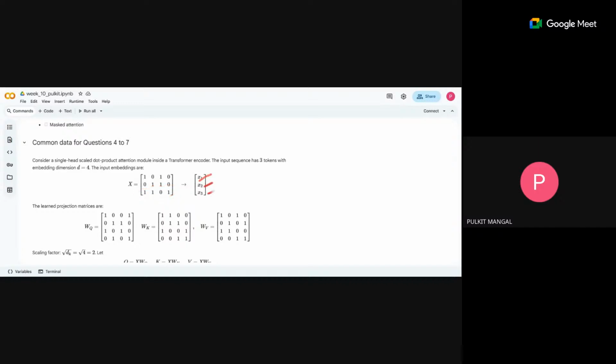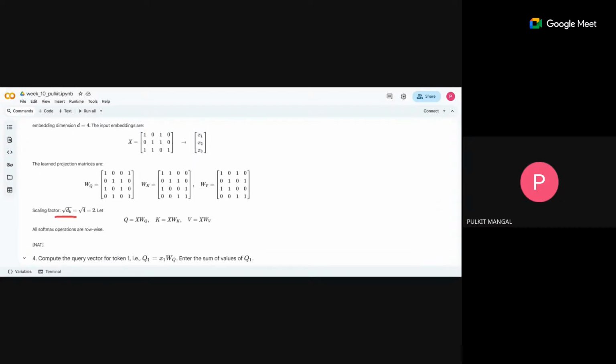Okay, x1, x2, x3. The learned projection matrices WQ, WK, and WV are as follows. As WQ is of size 4 cross 4, the output head dimension would also be 4. We are using a single head here only. Now the scaling factor here is the square root of dk. dk was the output size of the WQ matrix, so that is square root of 4, so 2. So the Q, K, V matrices are defined as XWQ, XWK, XWV. All softmax operations are row based.